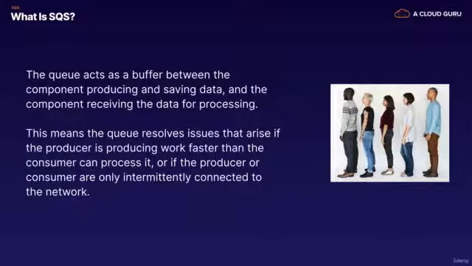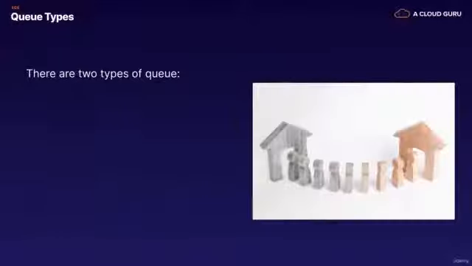So the queue acts as a buffer between components producing and saving data, and the component receiving the data for processing. This means that the queue resolves issues that arise if the producer is producing work faster than the consumer can process it, or if the producer and consumer are only intermittently connected to the network. So it's a way of spacing everything out. So there's two types of queues. We've got our standard queues, which is what happens when we create a queue by default.